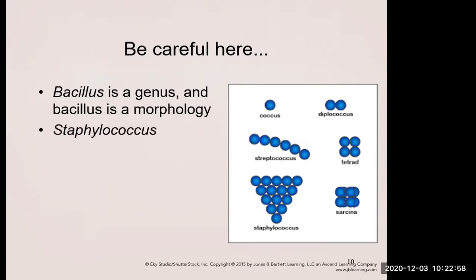The same goes with Staphylococcus and Streptococcus. These are both genera, which is the plural of a genus, as well as cellular arrangements. So, somebody online, tell me what a Staphylococcus is going to look like. What is its shape, and then what is its arrangement?